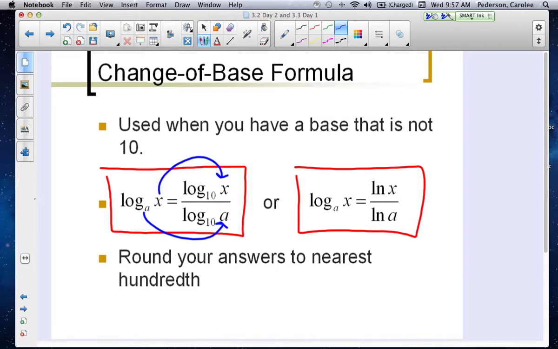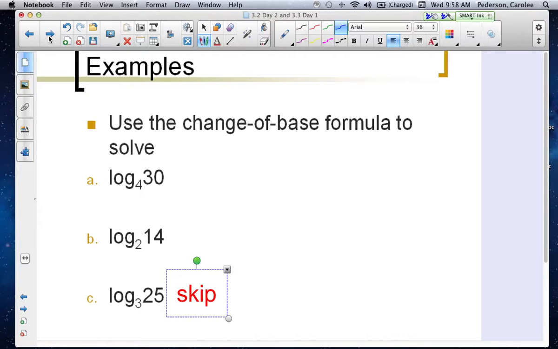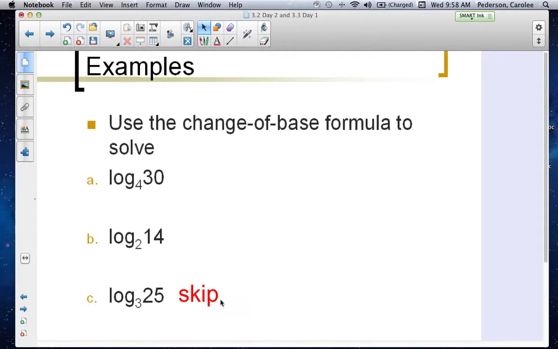Okay. So you can choose either one of these two red box equations on the next slide. I'm going to just do one with common log and one with natural log, just so you can see the difference. You get the same answer. Okay, so we're going to use the change of base formula to evaluate the first example, a logarithm of base 4 of 30. So we'll just do common log to find the answer of that first one.